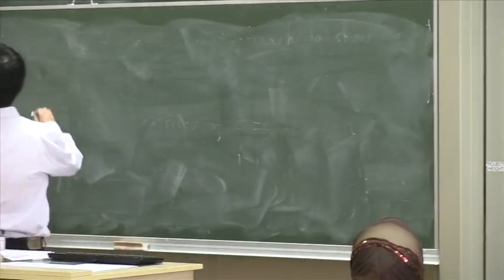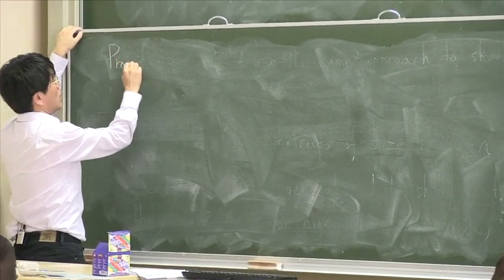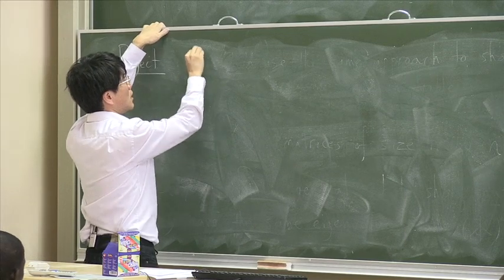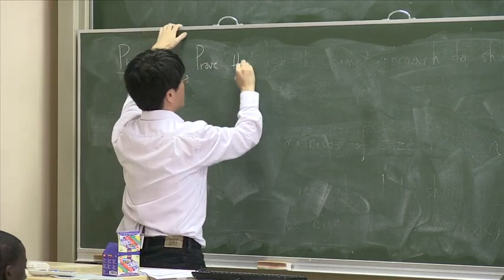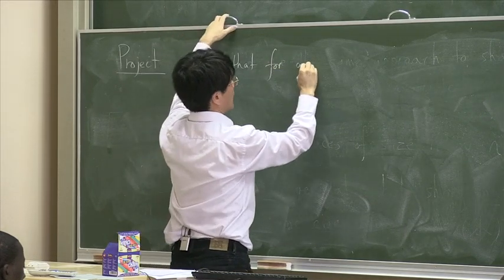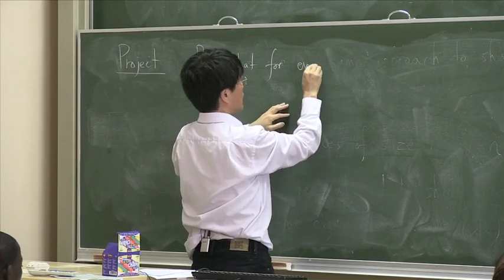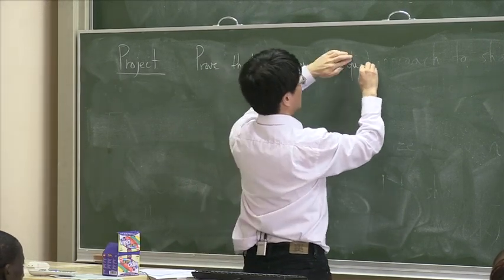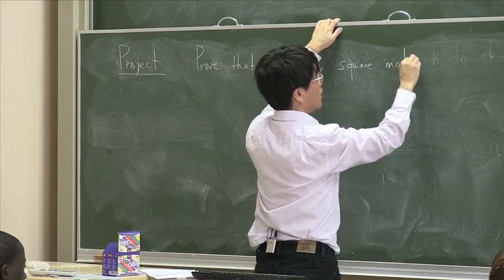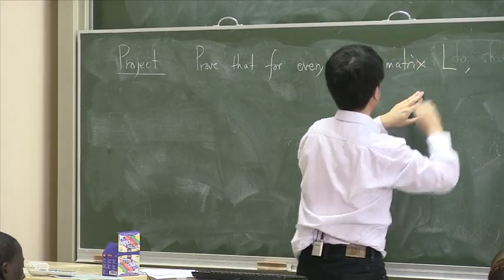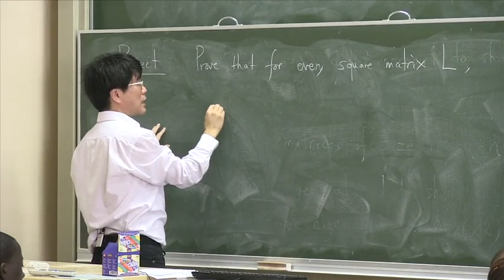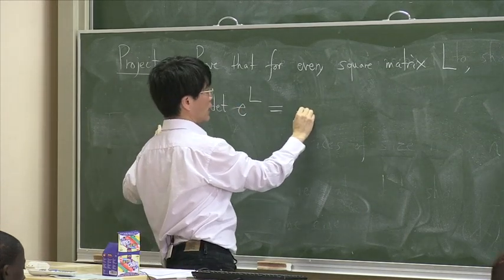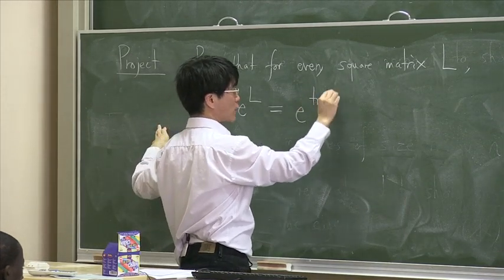Project number two is: prove that for every square matrix L, the determinant of the exponential of this matrix is equal to the exponential of the trace of this matrix.